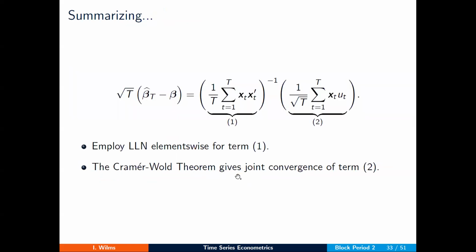Okay, so to summarize things, to look into the asymptotic distribution of beta hat, we first need to arrive at this important key expression, and we will then use the weak law of large numbers on every element, so element-wise on the first term, to derive its probability limit. And then the Cramer-Wold device will ensure that we can establish the joint convergence of the second term, making use of the central limit results that are available for scalars.